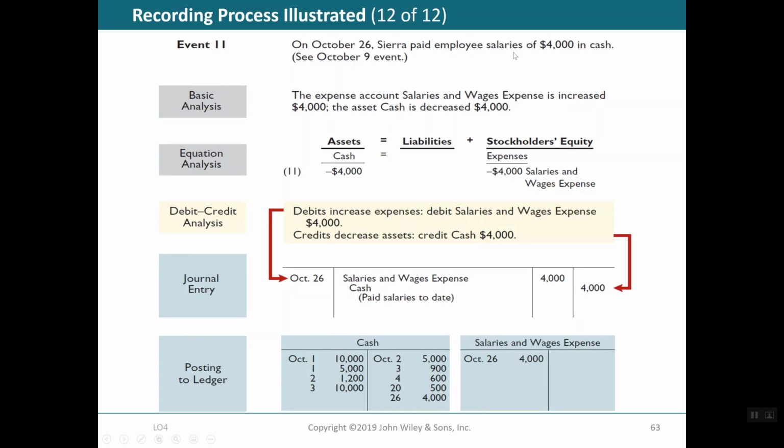Okay. All right, so on October 26th, Sierra paid employees salaries of 4,000 in cash, right? So what are the accounts involved? We have the salaries and wages expense, and then we have the cash because cash was given out. So cash account, 4,000, and then we have our salary expense also of 4,000. Increase in expenses we debit, decrease in assets we credit. So we debited salaries and wages expense account for 4,000 and we are crediting cash account for what? 4,000.